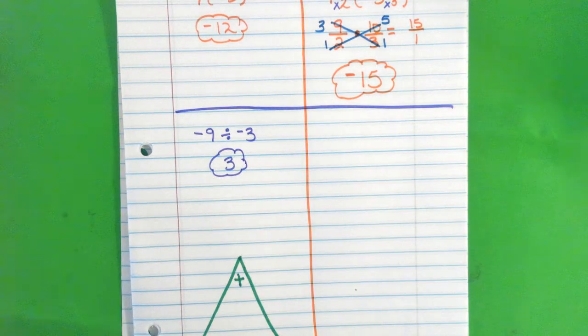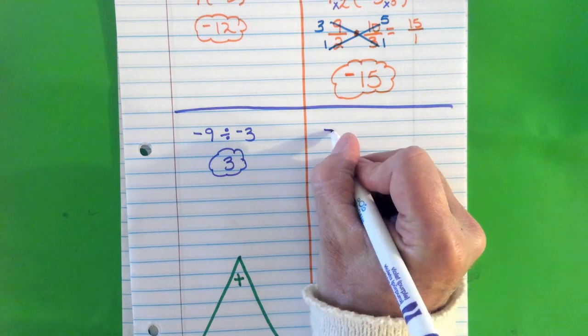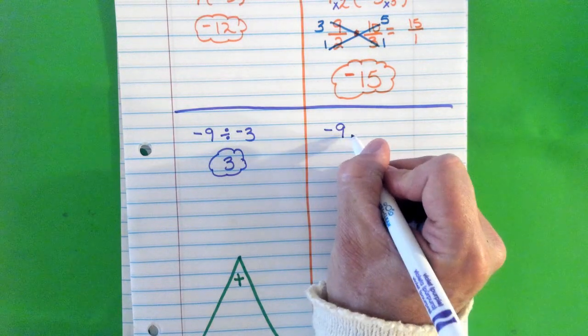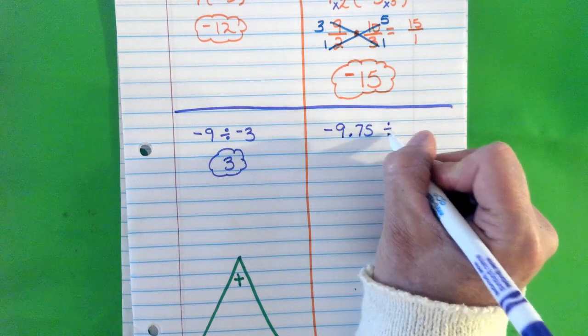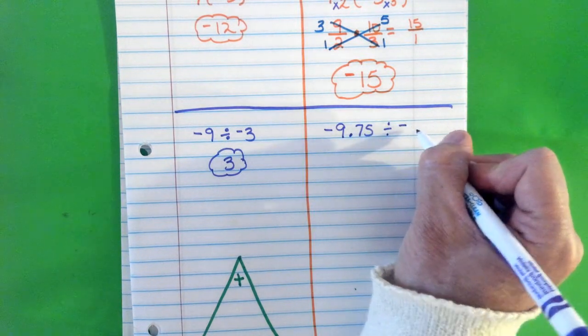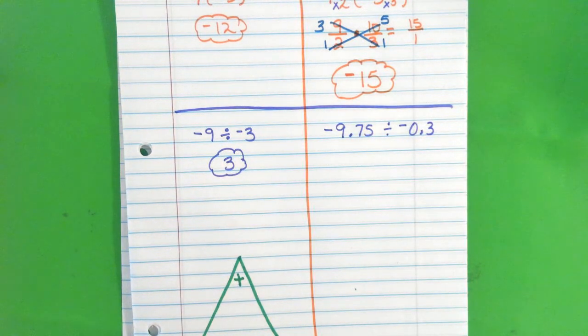Oh, the simple days of yesterday when it was just integers. Now we bring in decimals and fractions. Negative 9 again, but with a 0.75, divided by a negative 0.3. Oh, snap. Is our answer going to be a positive or a negative?